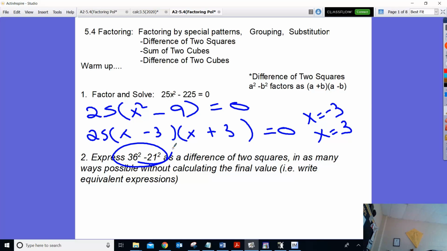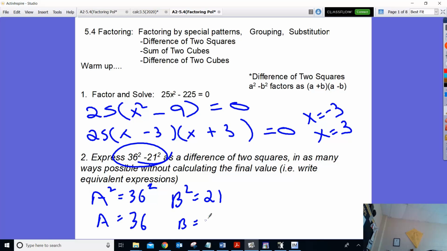Is that a difference of 2 squares? Is there a subtraction symbol? Yeah. Are both pieces squared? Yes. And it just says express it, but don't ever figure out the value. So the difference of 2 squares pattern, a squared is 36 squared. What's that make a? No. If a squared is the first piece and it's 36 squared, what's a? 36. B squared is the second piece and it's 21 squared. What's that make b? 21.